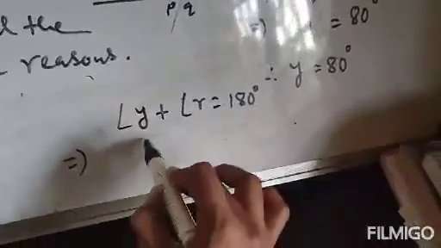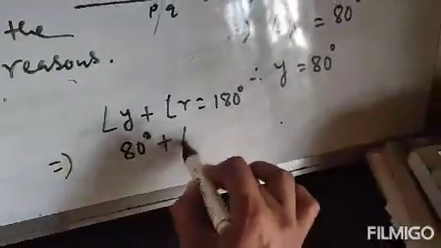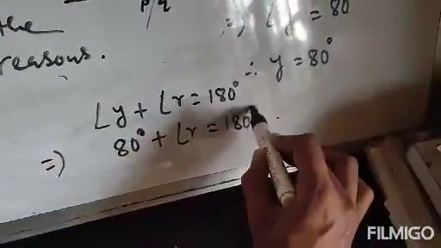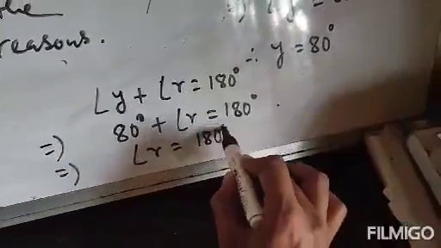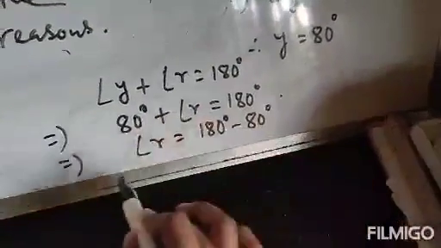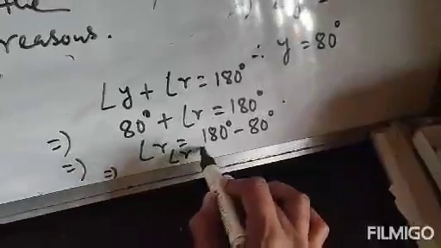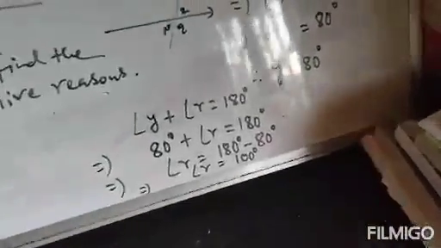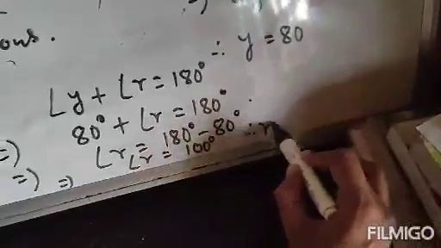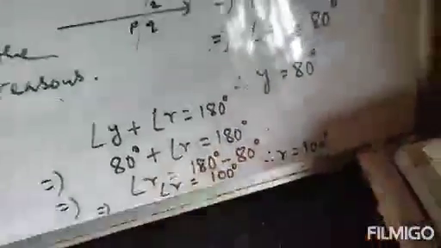Now the value of y is 80 degree, plus r equal to 180 degree. So calculate the value of r. This is 180 degree minus 80 degree. Therefore angle r will be equal to 100 degree. So we have got r equal to 100 degree.